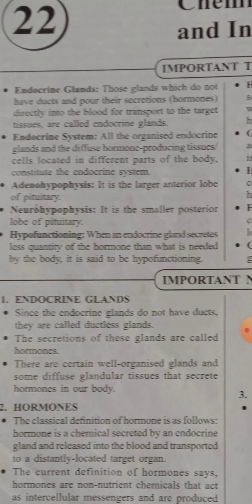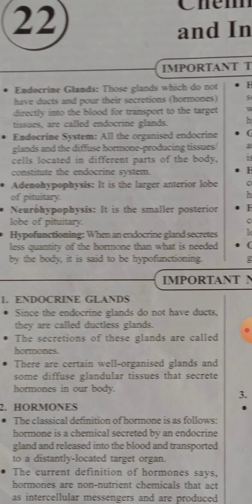to perform its functions. So the definition is: those glands which do not have a duct or tube and pour their secretions, generally known as hormones, directly into the blood for transport to target tissues. The second term here is the endocrine system. All the organized endocrine glands and diffuse hormone-producing tissues and cells located in different parts of the body constitute the endocrine system.